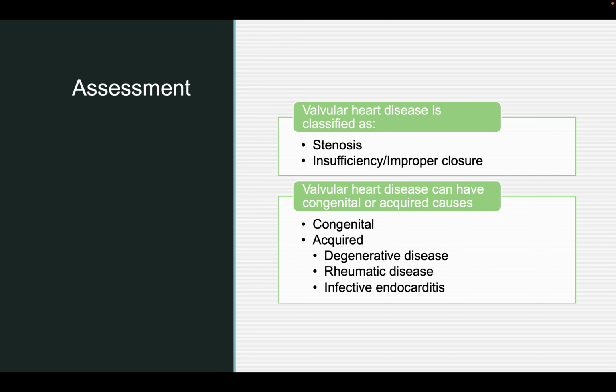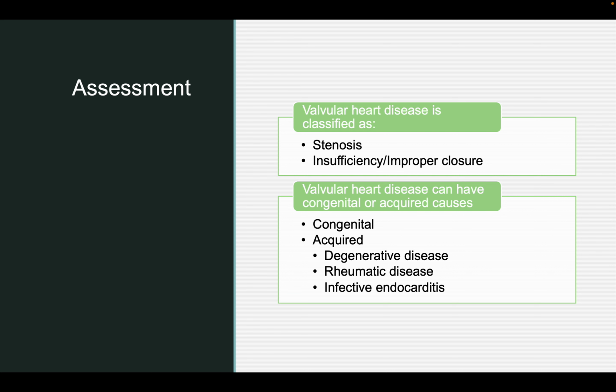In your assessment, for instance, we have valvular heart disease. It's classified as either stenosis or insufficiency, which is improper closure. So stenosis is the narrowing of the opening that impedes blood moving forward. And insufficiency, or improper closure, is when some blood flows backwards, so it's like a regurgitation.